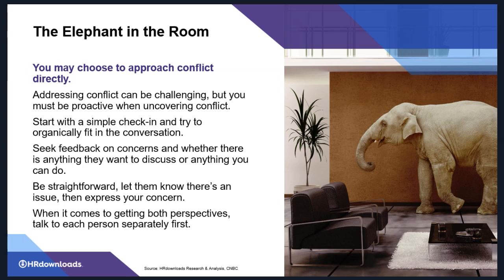So at this point, you have to be straightforward, let them know that you notice that there's an issue. Then express your concern for either their mental health, their performance, their relationship with coworkers, or whatever else might be suffering due to the conflict. And then make sure that you're also being sensitive to their situation, but that you're also fair and understanding that there is another side to the story. When it comes to getting both perspectives, talk to each person separately before talking to them together. This will help you see both perspectives and they can have a discussion with you without feeling attacked by the other party.